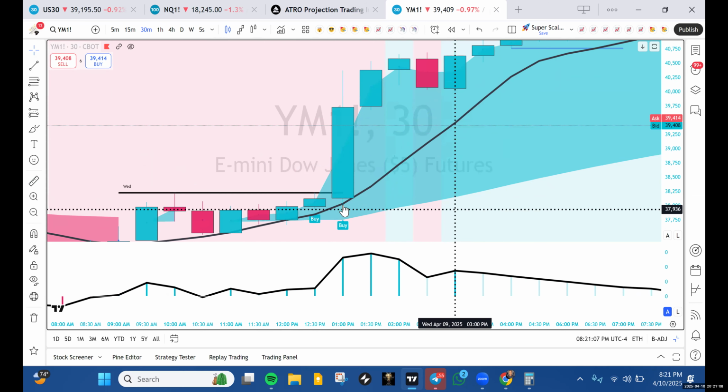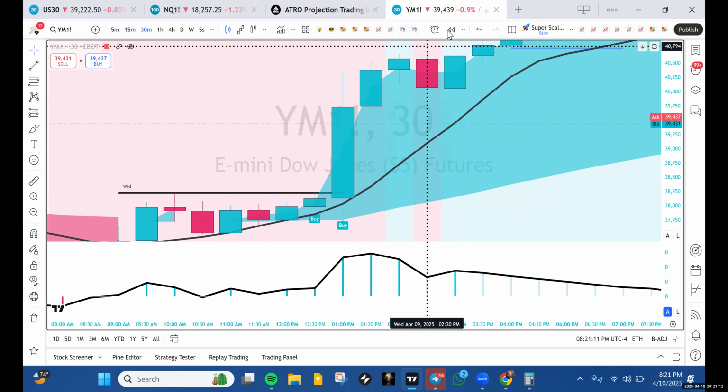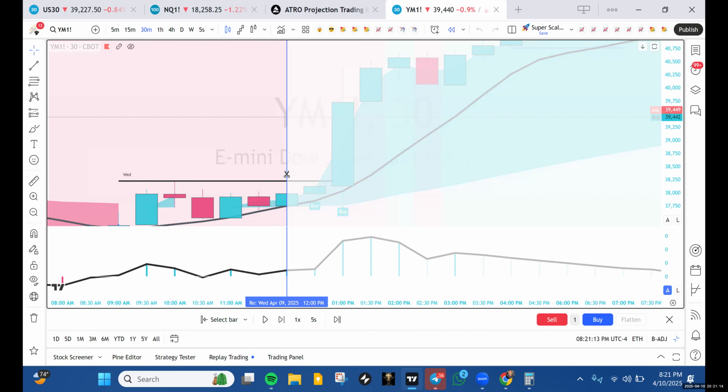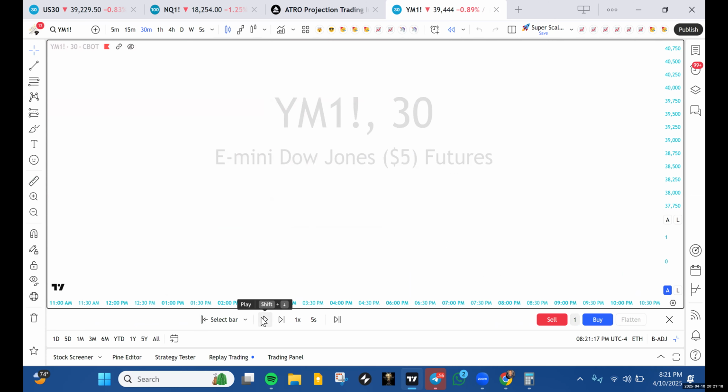So this could have been like in a hot flick of a second. If we rewind it, we can kind of see what it looked like. So let's rewind this one because that's deep, crazy news. And anybody that caught that would be ecstatic.